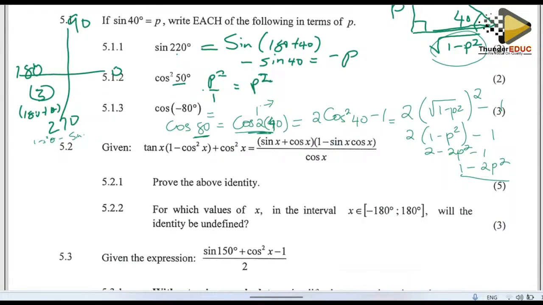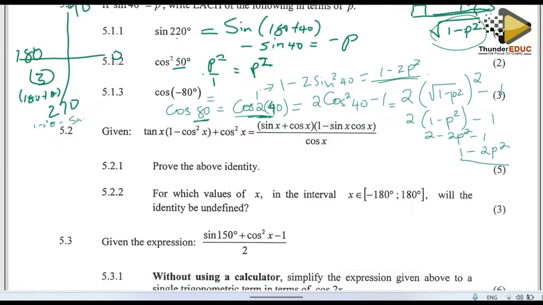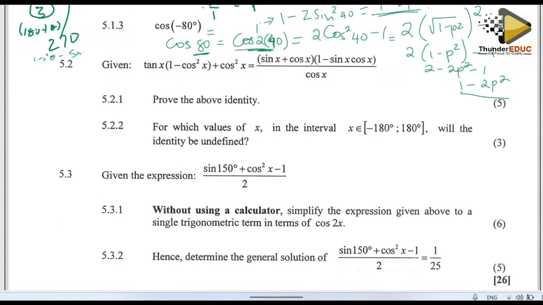the sine, that it is 1 minus 2 sine squared of 40. So that it can just give us 1 minus 2 p squared straight away instead of going through all of this. Okay, then question 5.2.